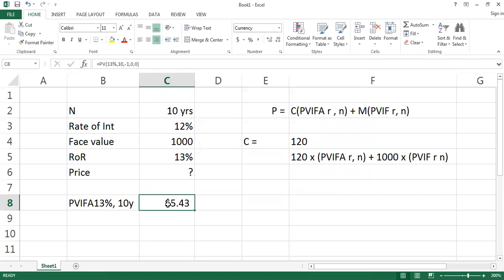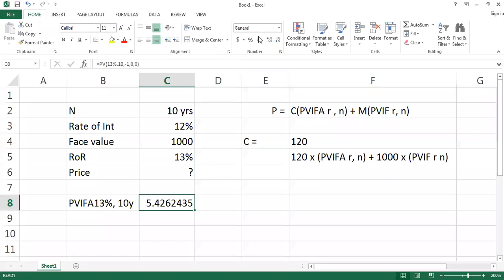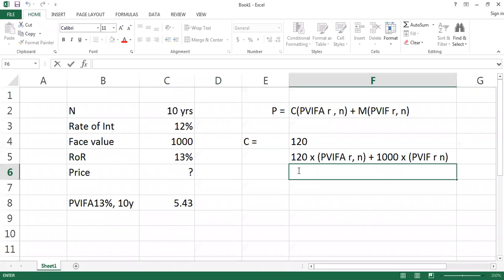Here you get a dollar sign because I have mentioned it as currency. If I don't mention it as a currency, it will come as a regular value. So this is your present value interest factor annuity. In other words, if I have to write here, it is 120 into 5.43. So the entire answer for the present value interest factor annuity at 13% and 10 years is 5.43. Plus I have 1000 into, I have to enter one more value here.